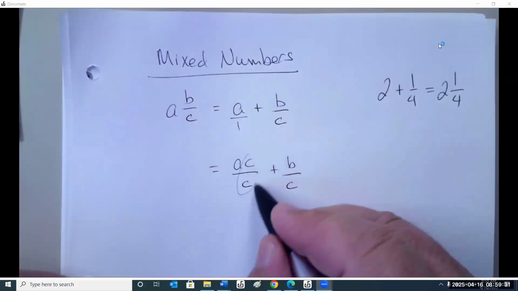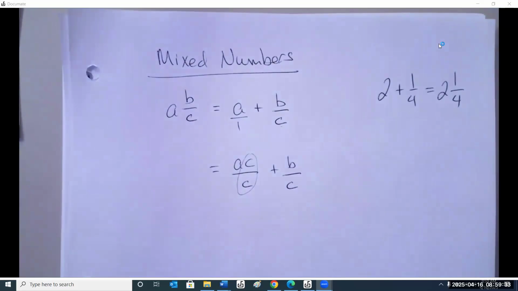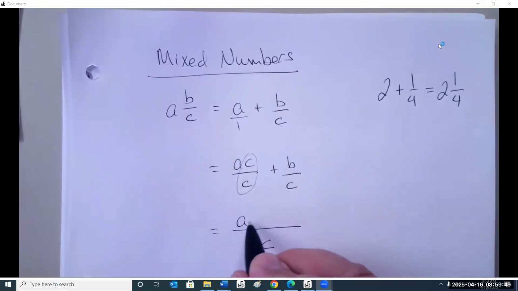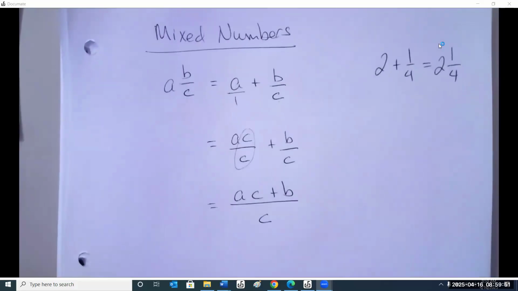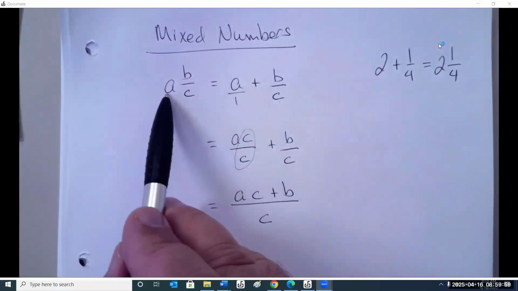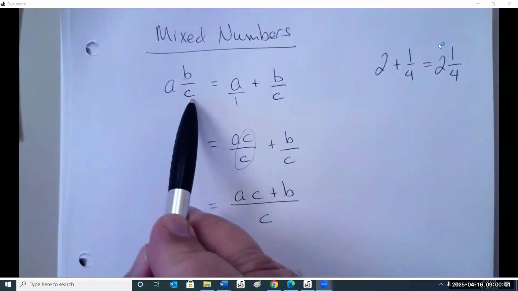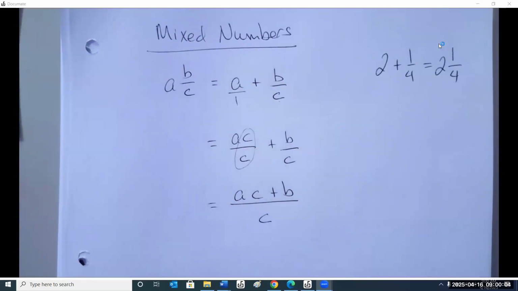Why do I put C over C? What is C over C? Yeah. So when you multiply anything by 1, does it change? No, it simply changes the way it looks. So since they have a common denominator, there's the rule. We did this earlier. Take the front number, multiply it by the bottom, and add the top. There's your conversion.